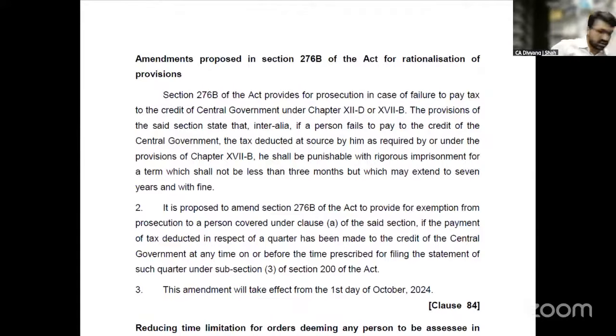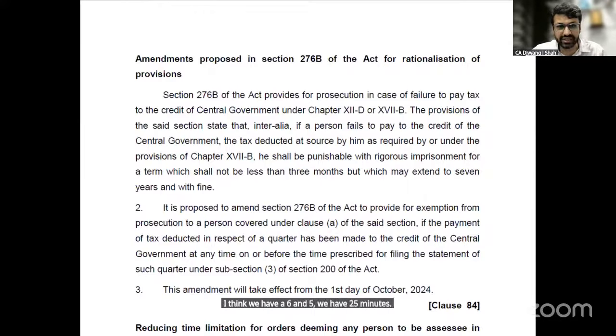Then I think we have 6 and 5, we have 25 minutes. Moving to next.